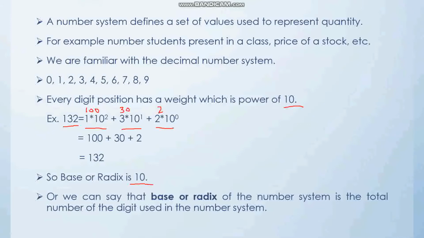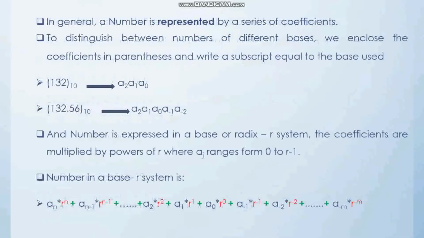So the base or radix is 10. For the decimal number system, the base or radix is 10. We can say that the base or radix of a number system is the total number of digits in that particular number system. In the decimal number system we have 10 digits, so the base is 10. It is also called the radix.